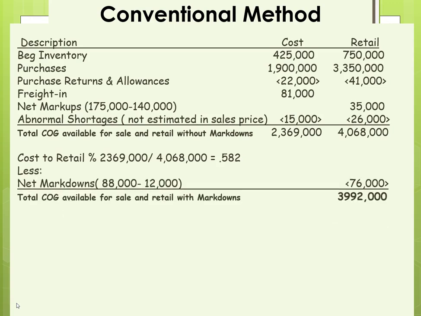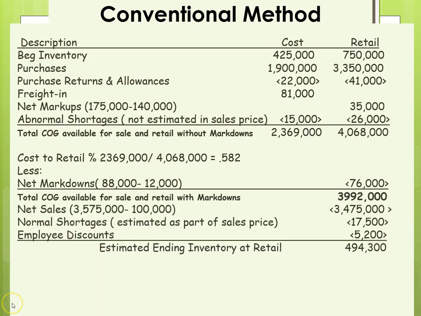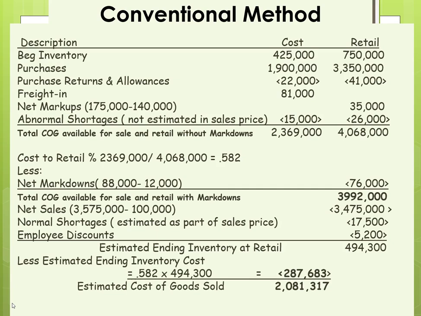Now it's 58.2%. Now we can adjust for our markdowns, which are subtracted out. We're then going to adjust for our net sales minus normal shortages and employee discounts. Now to come up with ending inventory, we take that percentage times ending inventory at retail to get it at estimated cost. We subtract that from cost, and that gives us an estimated cost of goods sold. And that completes part 2 of the retail method.